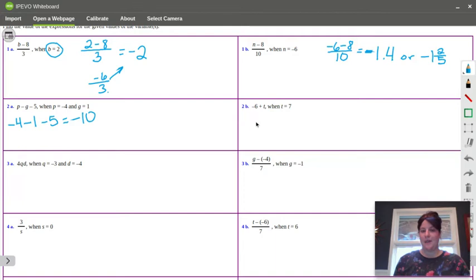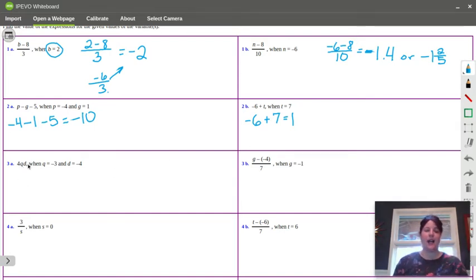Okay. How about this one? -6 plus t when t equals 7. So we would substitute, we'll rewrite it, -6 plus t, which is 7. So -6 plus 7. I'll have to put that one in the calculator. That one's going to be a +1.